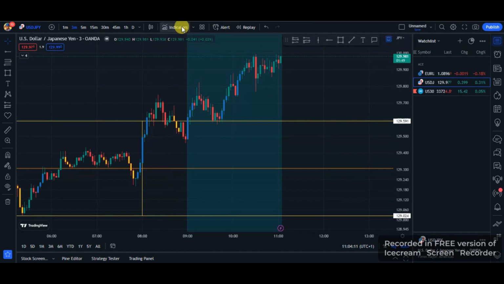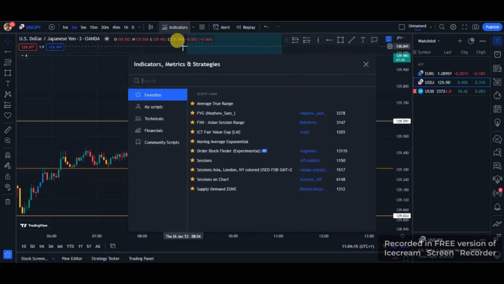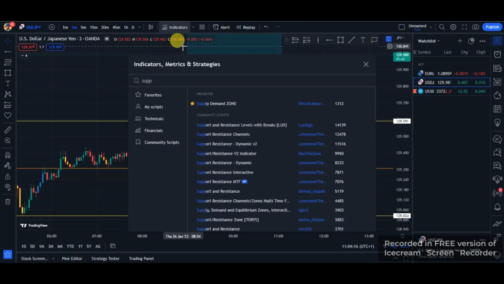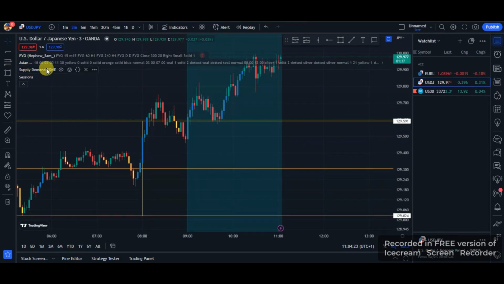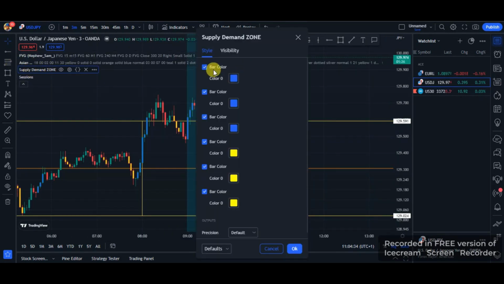So the first thing you want to do is come to this indicator section here and search for an indicator called supply demand zone. So you add this indicator called supply demand zone to your chart. Once that is added to your chart, it's going to look like this. So come into the settings of this supply demand zone indicator and change the bullish candlestick, or the buying candlestick, which is the buy up candlestick, to blue.